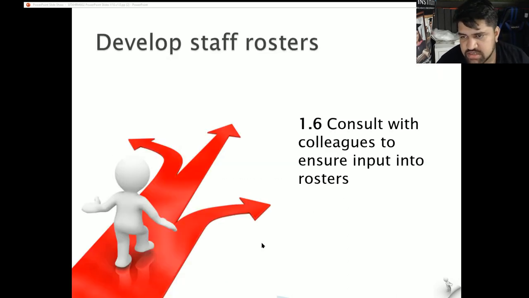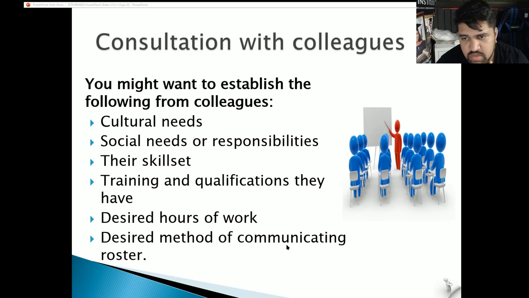Alright, 1.6. Consult with colleagues to ensure input into rosters. So, consultation with colleagues. You might want to establish the following from colleagues. Cultural needs, which is the festivals and holidays they might follow from their cultures. Social needs or responsibilities, such as hobbies or weekends off. Their skill set, so if they don't know a certain job, you can't just put them in the role. Training and qualifications, because some jobs require certain qualifications. Let's say you're a security guard and you want to serve alcohol but you don't have an RSA, there's no point in you serving alcohol in the bar if you're only qualified to secure the bar, right?